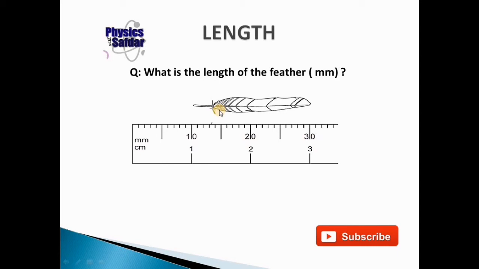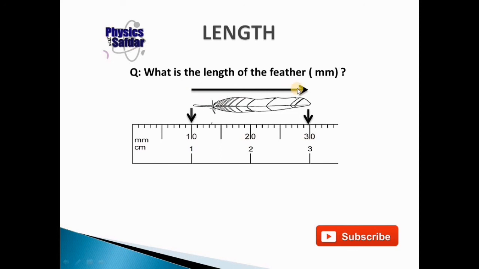So you will follow this technique. First of all, mark the initial point of the object like feather. This is the initial, and you can see here this is showing number 10 or 10 millimeter. Then you will find the final point or ending point. It is showing here 30 millimeter. And we need to measure this length, and that will be the length of the feather.